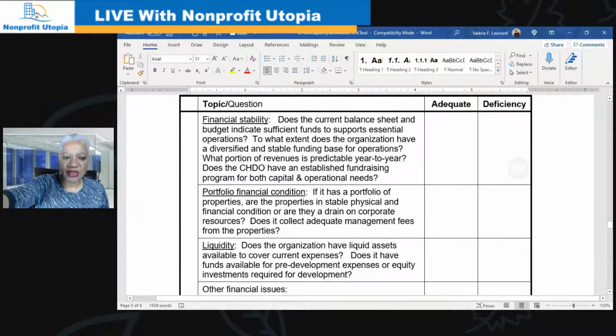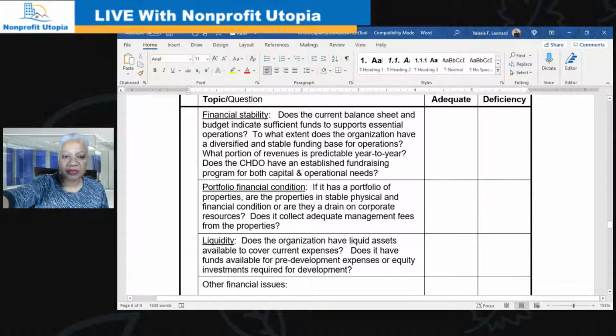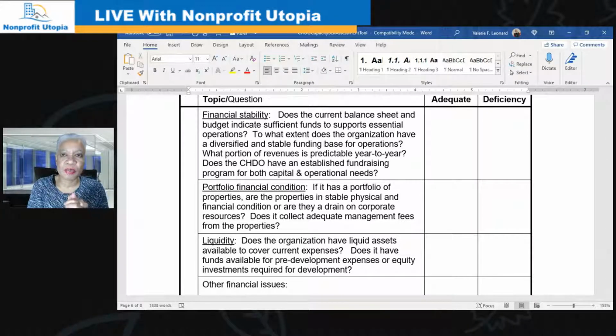And these are questions about financial stability. Does your current balance sheet and budget indicate sufficient funds to support operations? To what extent does the organization have a diversified and stable funding base for operations? And what portion of the revenues is predictable from year to year? So, do you have funding sources that you know are going to automatically renew, as long as you're in compliance? Or is there funding that is going to run out and you're not quite sure how you're going to replace that funding source? Does the organization have an established fundraising program for both capital and operational needs?